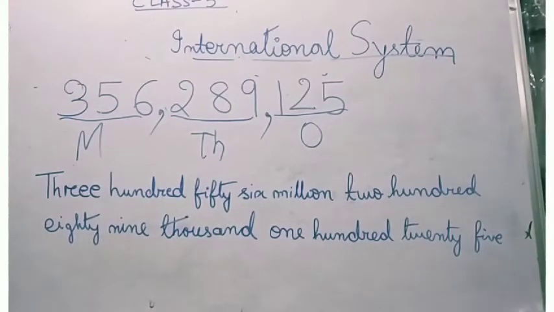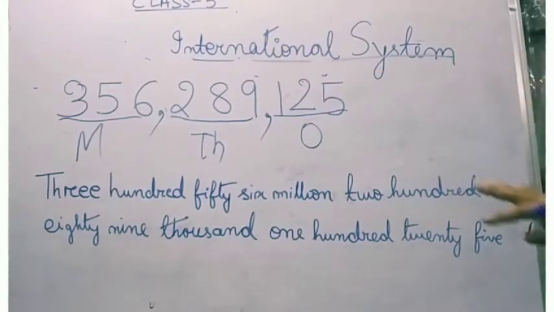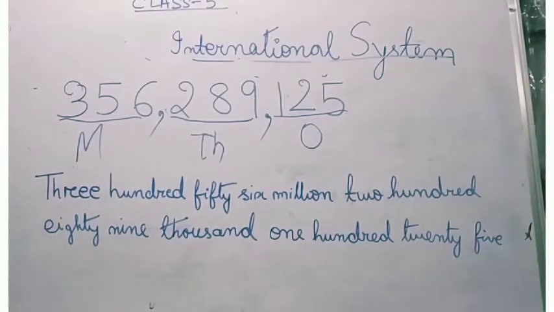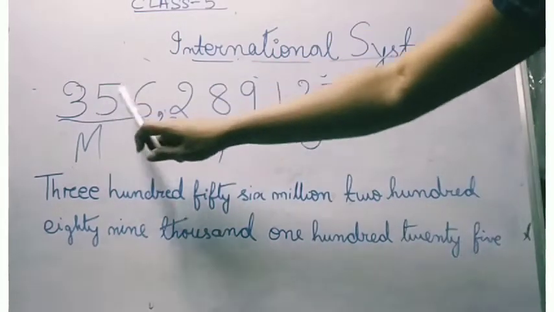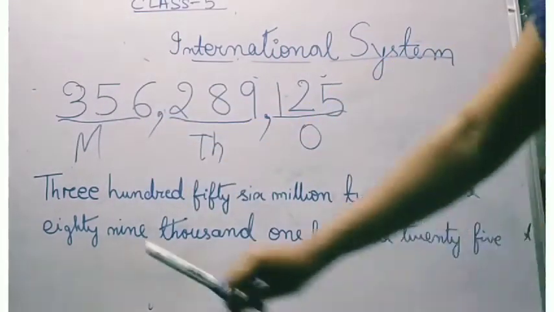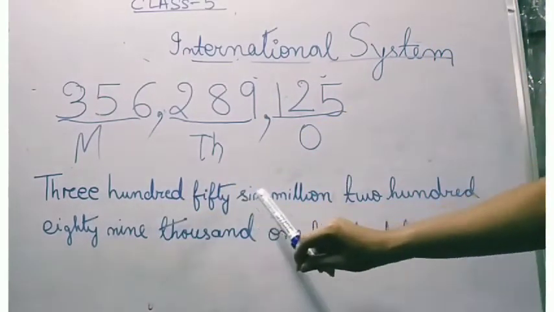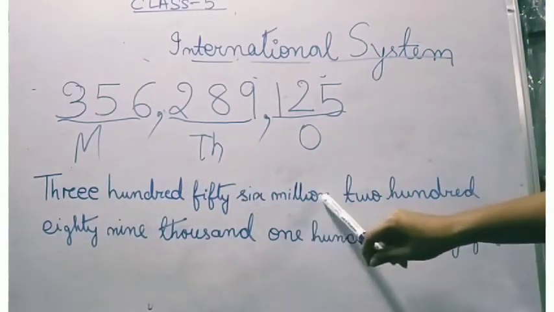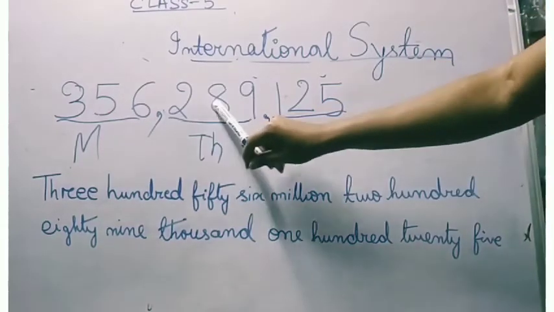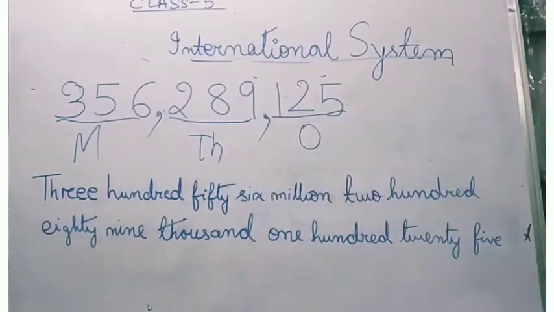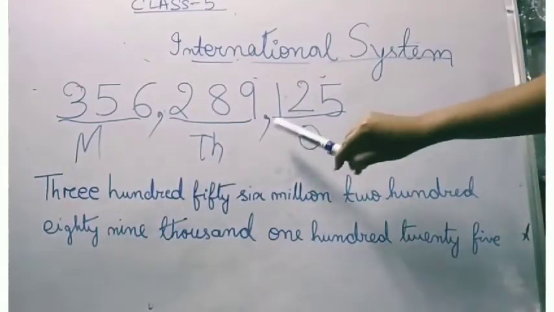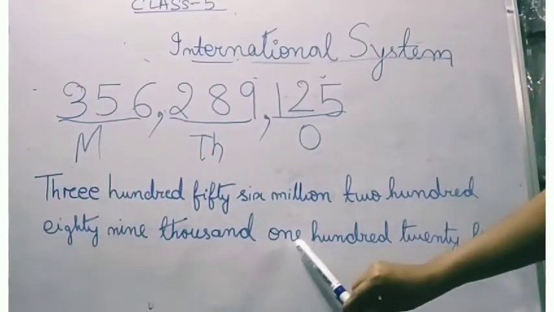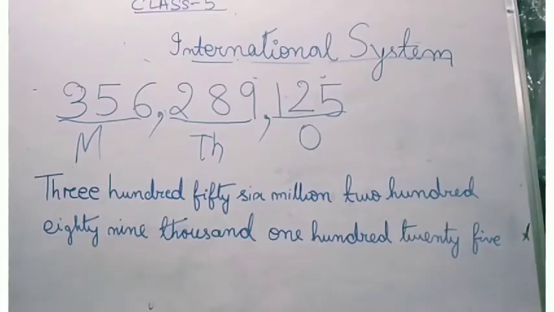So now, how will you write the number name in international system? In international system, you see 356, it is in millions place. So 356 million. We have to write the period name, okay? Then 289, in which place? Thousands. 289,000. Then 125. So this is the number name in international system.